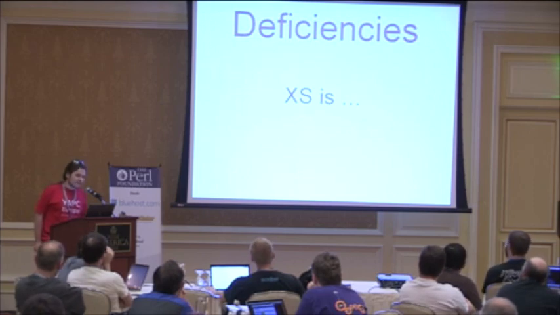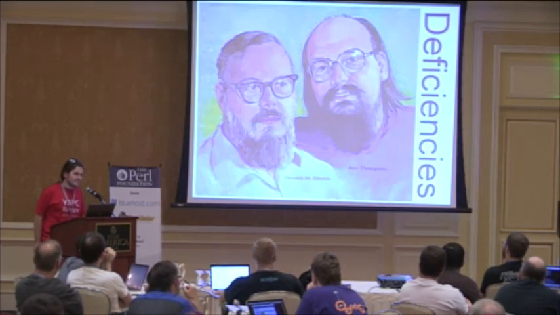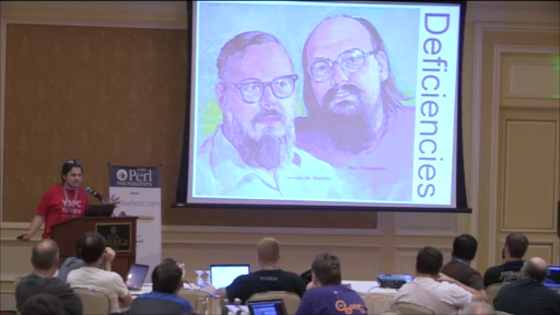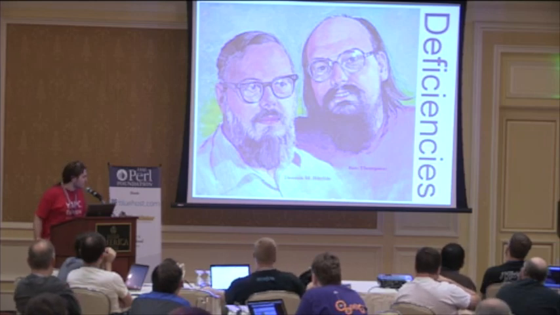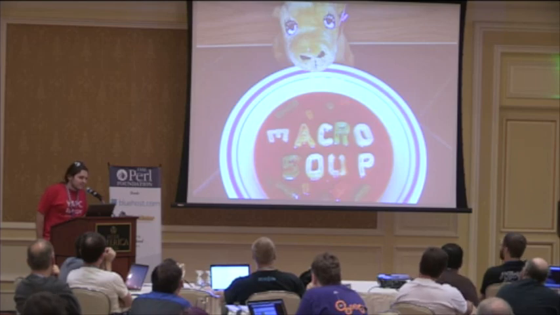To understand why XS is so hard to program or use, you have to understand that XS was written in the era of K and R C, not C89, but K and R, because C89 was 1 year old when the predecessor to XS was invented. Also, XS is generally considered to be macro soup.